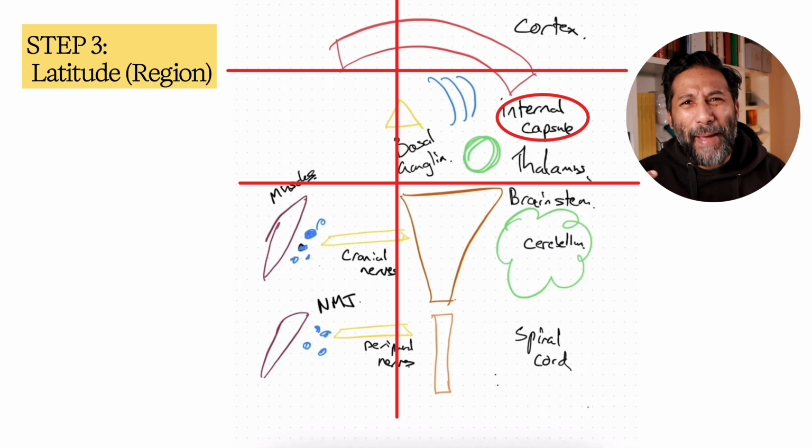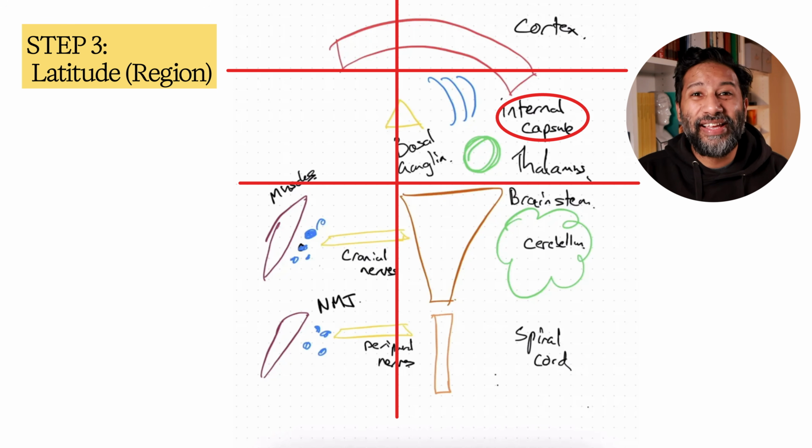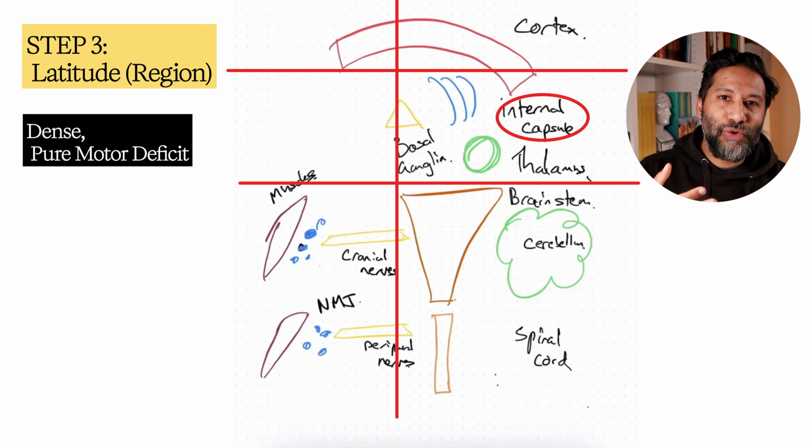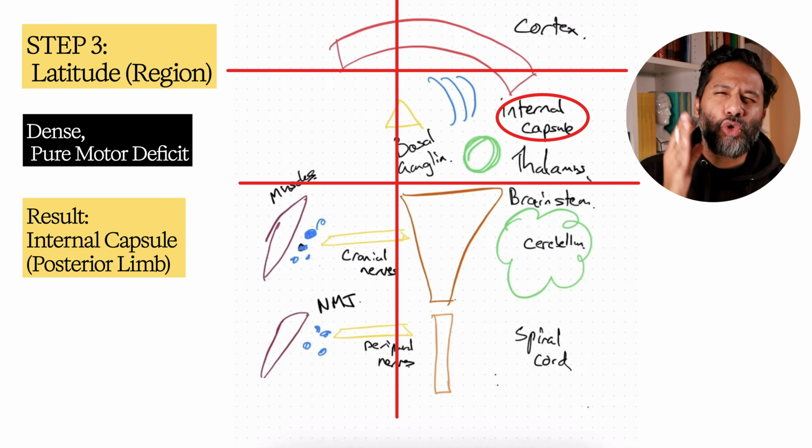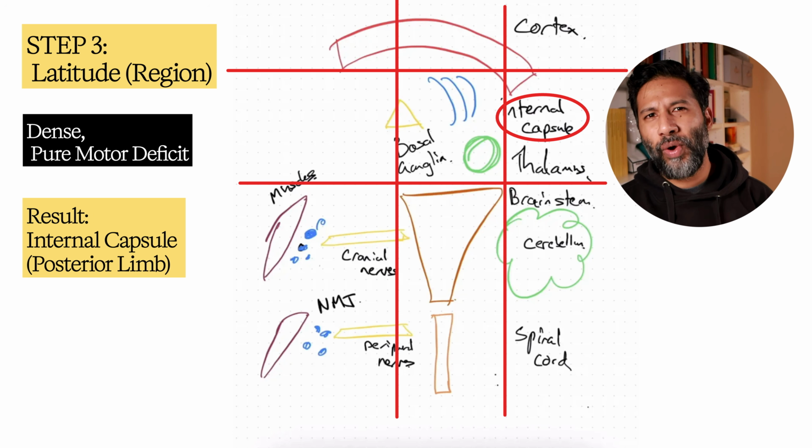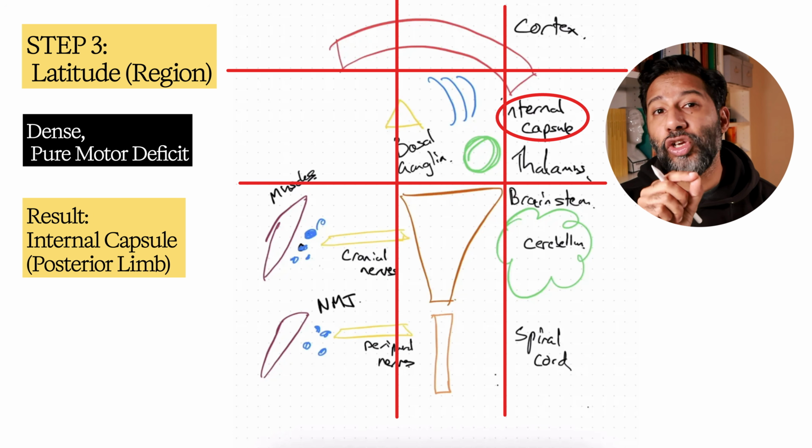Okay, so back to what we've talked about this entire lesson. Pure motor, dense, whole side, nothing cortical. That is always internal capsule until proven otherwise, and very specifically the posterior limb of the internal capsule. Perfect. You localized it within a centimeter just by staying logical and reading the map.